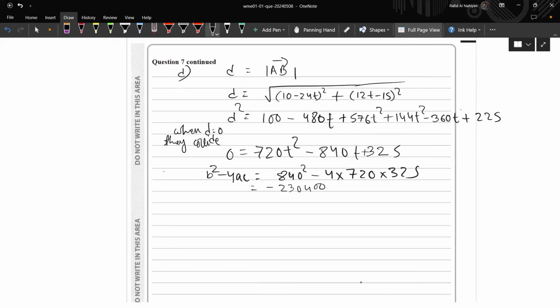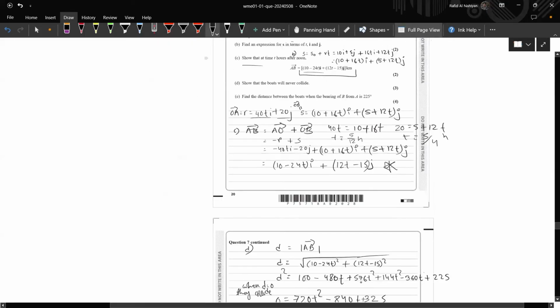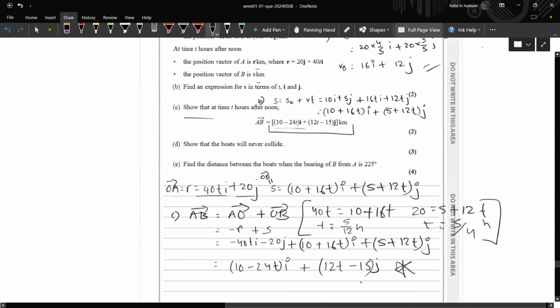But I think this should also be in the mark scheme, right? So I should just write this is less than 0, so no real solution for time. Therefore, they do not collide. I think this is also acceptable. I hope so. Oh my god. I just hope this is acceptable in the exam. Okay, now I'm even more stressed. All right. Let's just do this.